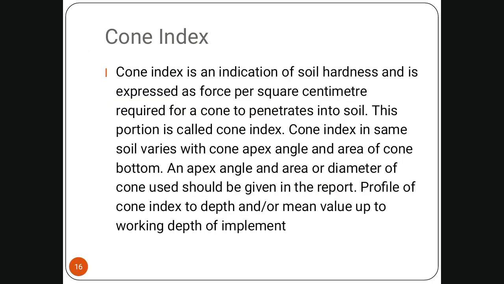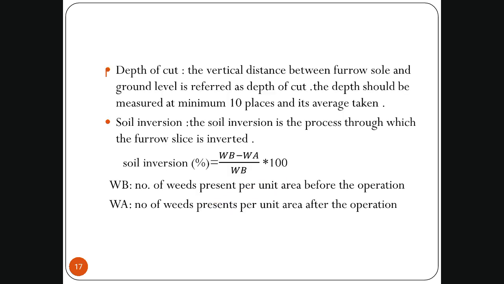Now the cone index is an indication of the soil hardness and is expressed as a force per square centimeter required for a cone to penetrate into the soil. This is called the cone index, and the cone index in the same soil varies with cone apex angle and area of the cone bottom. The apex angle and the diameter of the cone usually should be given in a report, and the profile of the cone index to depth means the value at the working depth of the implement.